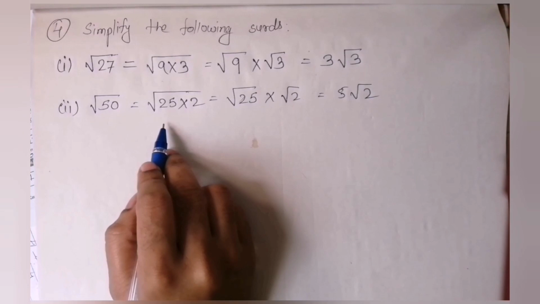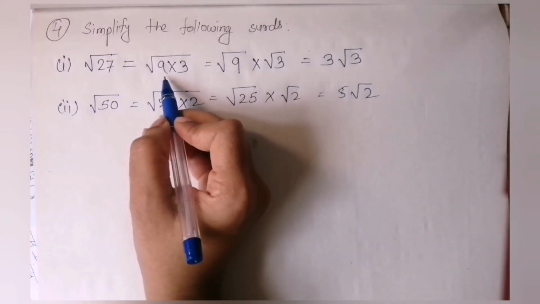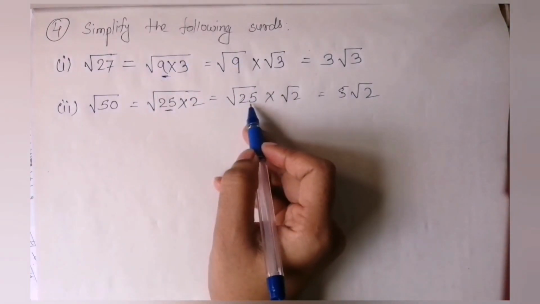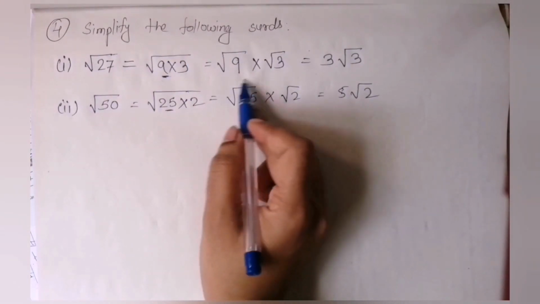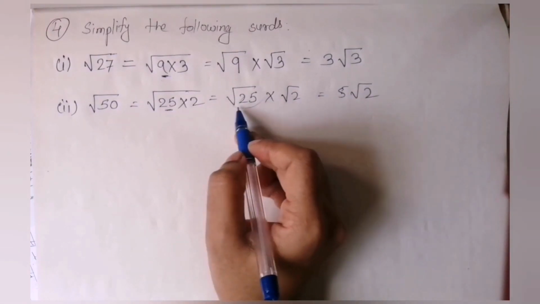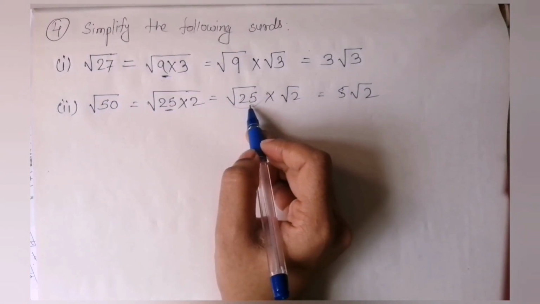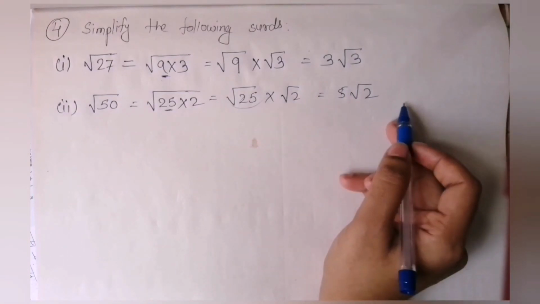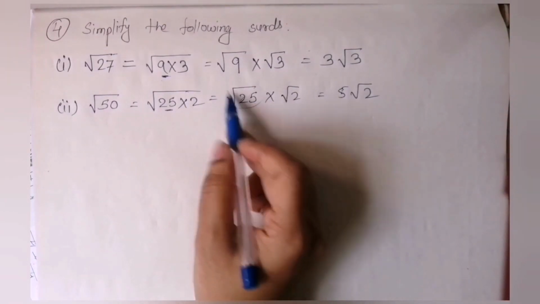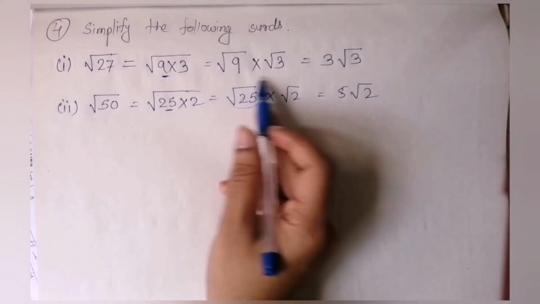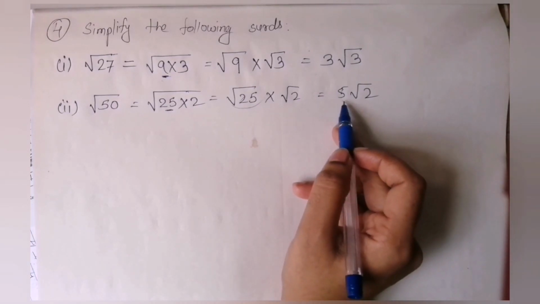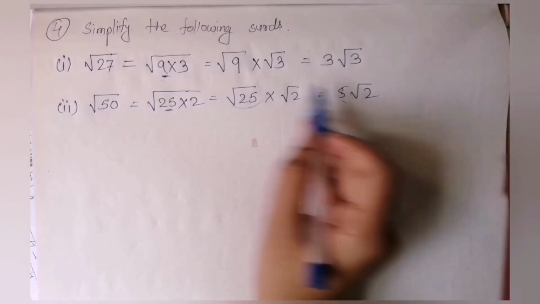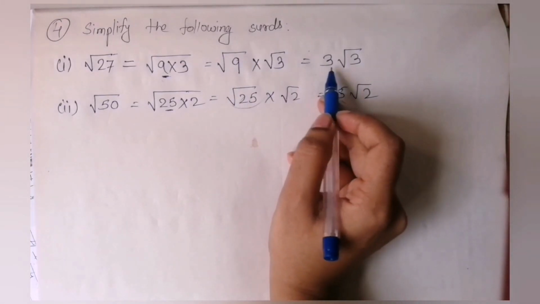Now students, always remember to take a number like root 9, root 25. That means after separating, we'll get a perfect square number, right? So what is the square root of 25? 5. Okay, so how do you find out? First factorize that number and take under root of those numbers whose square roots we easily find out. Clear students? So 25, square root of 25 is 5. Square root of 9 is what? 3. So this is how to solve.